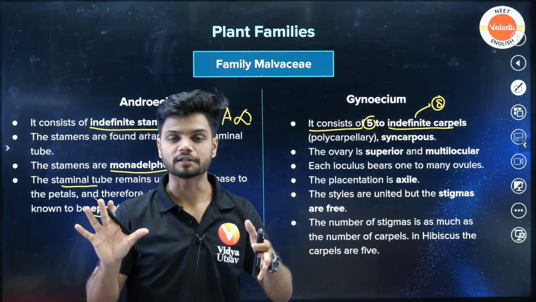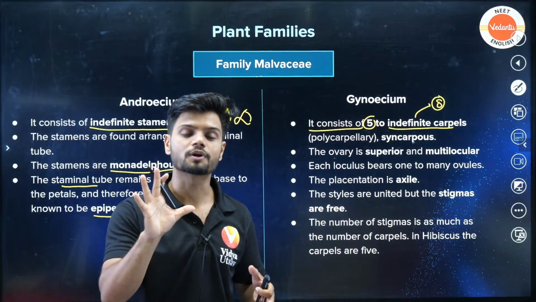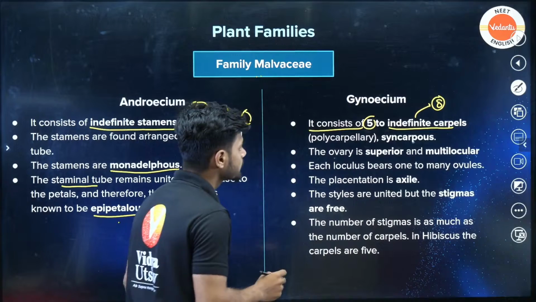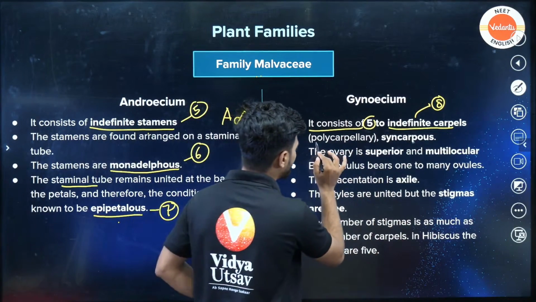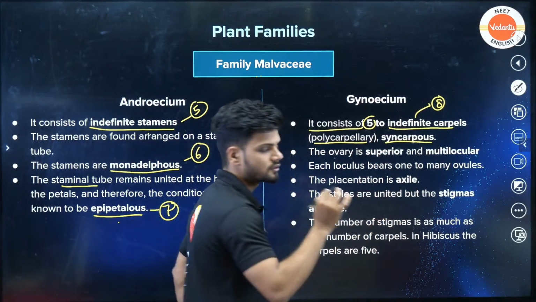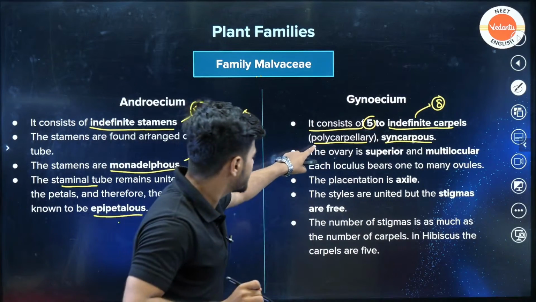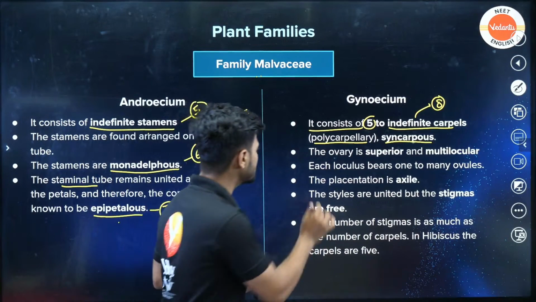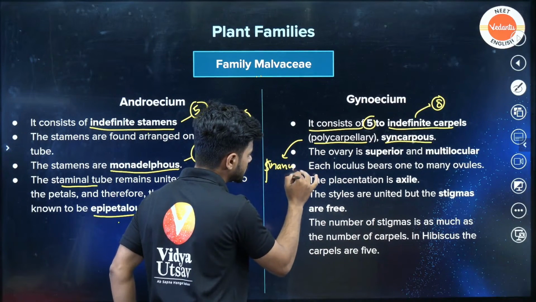Now 5 example, I'll tell you. Quick example. The quick example of a 5 is going to be your hibiscus. Okay. Now, here many students got confused last time. Sir, I am writing here polycarpellary and syncarpous. Now, two words are very different. Listen to me very carefully now. The meaning of polycarpellary is many carpels. Poly means many here.